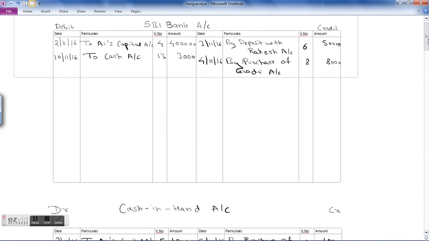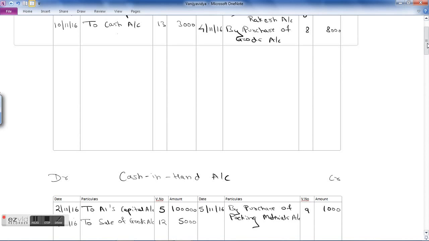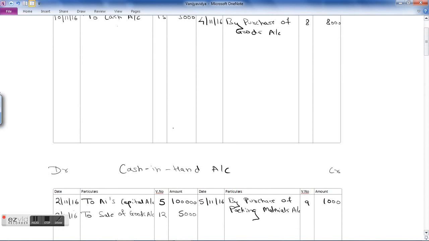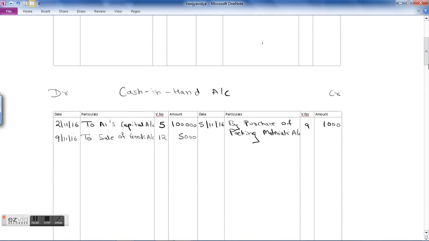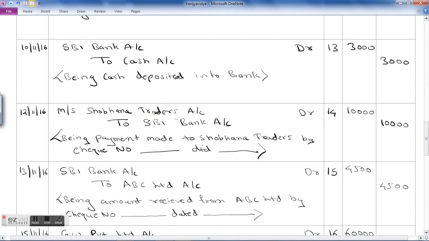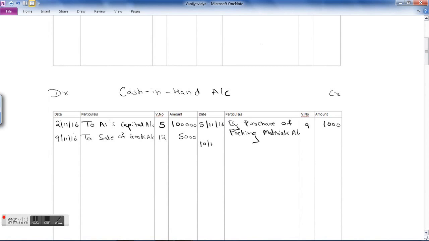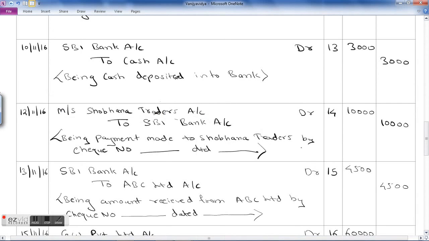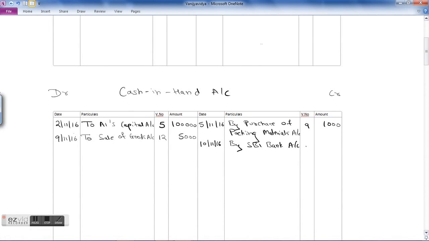Second effect in the cash in hand. Okay, so this is a contra entry. When bank and cash are affected, you know what the entry is called, contra entry, right? Now cash account on credit side will give the effect. Okay, the date is 10/11/2016 by SBI bank account, voucher number is 13, amount is 3,000.